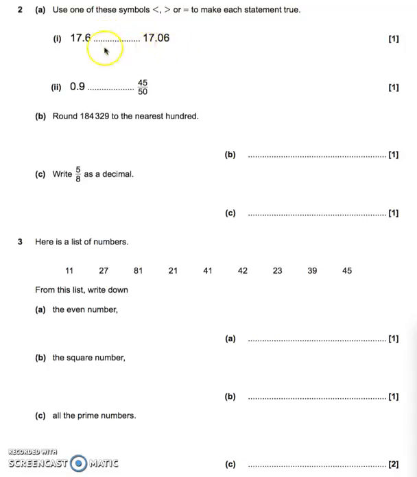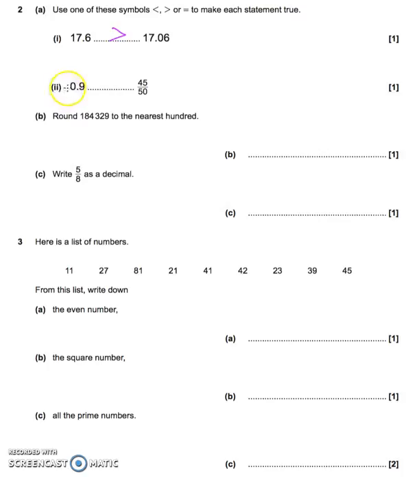Well, it's clearly not the same because they're different numbers, and you've got to look at the number. We've got 17, they're the same in both numbers, but we've got 6 tenths here, we've got 0 tenths here. So you should have recognized that this is greater than this number. 17.6 is greater than 17.06. So you're going to put in the greater than symbol, like so.